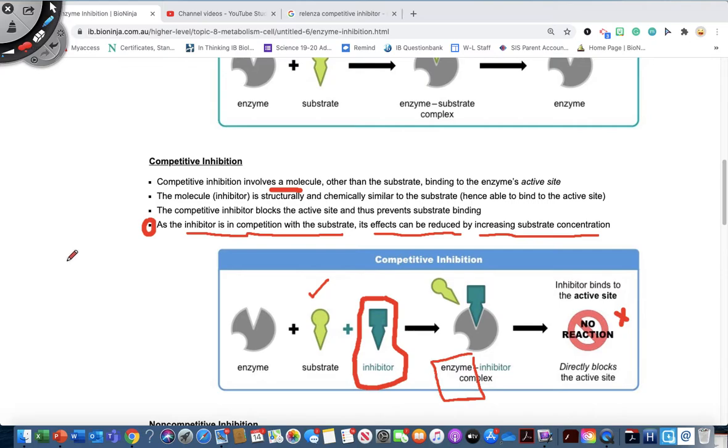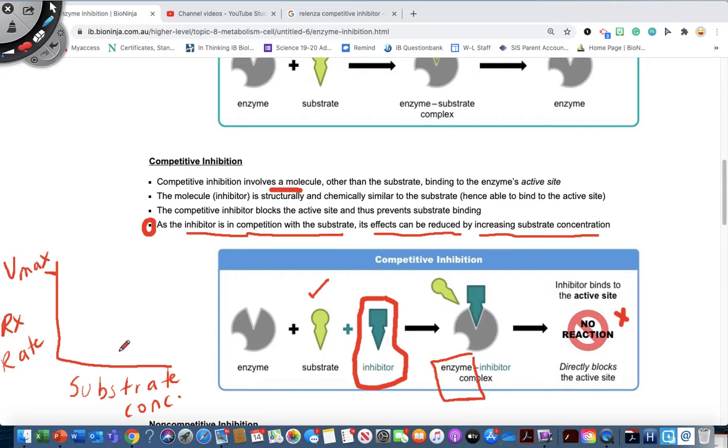Okay, so let's look at a curve here. So in this curve, we are going to label the substrate concentration here at the bottom. And we are going to label the reaction rate here on the y-axis. And we're going to call this the Vmax, which is the fastest or the most pronounced rate that the reaction can have.